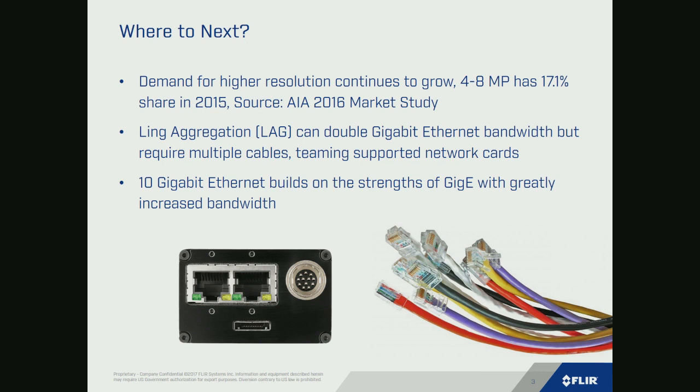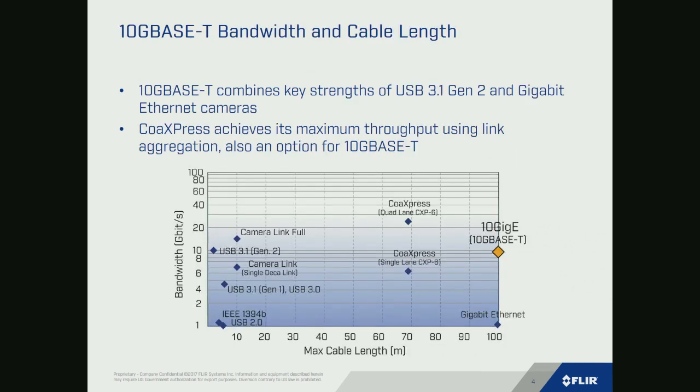And so there are some workarounds right now. There are these link aggregation or LAG systems that double up on cabling. They require special network cards that support teaming. There's a bit of fiddly configuration required, and it really is just a workaround for the moment. And so we see 10 Gigabit Ethernet as being a way to build on the strengths of GigE with greatly increased bandwidth.